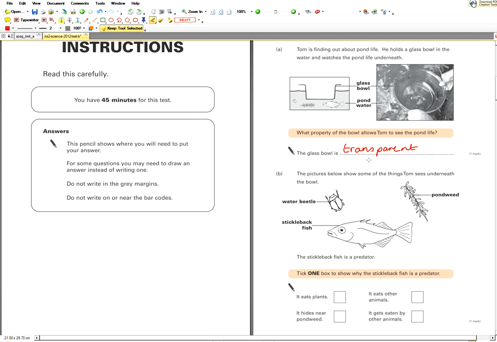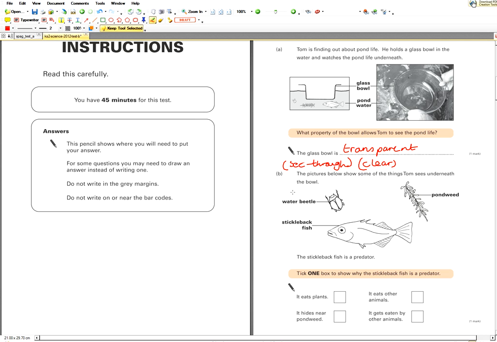Now, what else did we say was a possible answer? You can also write down see-through. That will also give you an answer. Someone said clear. But the scientific word is transparent. Let me use that word. That's better.